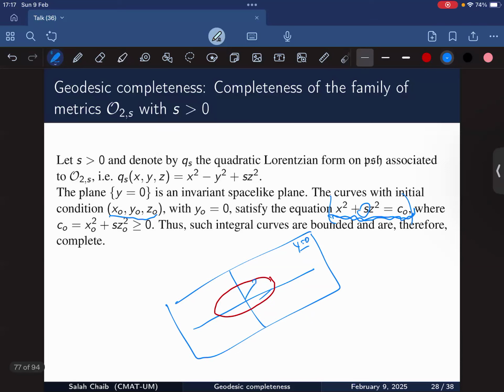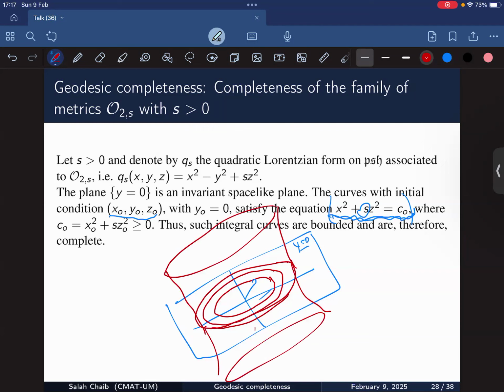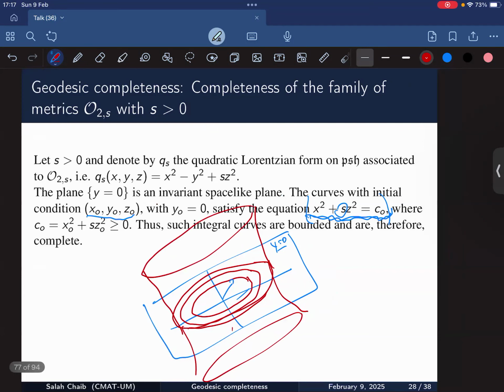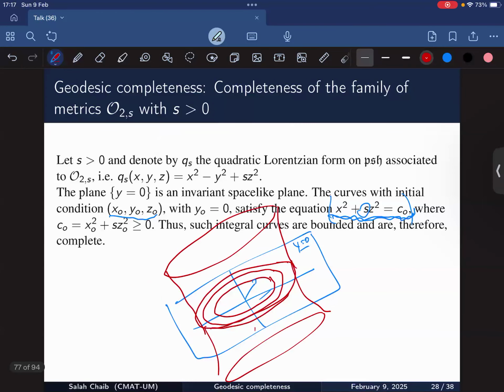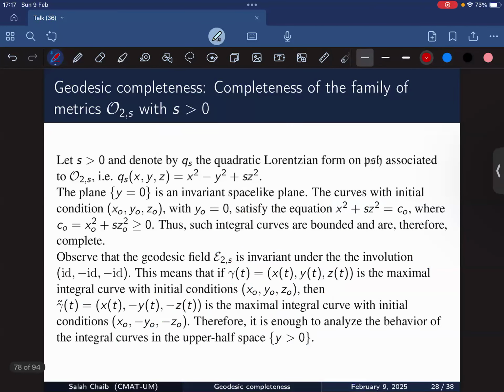So in the invariant plane y = 0, the geodesic vector field is complete. And you see, it's the intersection of the space-like level sets with this plane, because this plane is space-like. So outside this plane, we'll make use of the non-polynomial first integral.